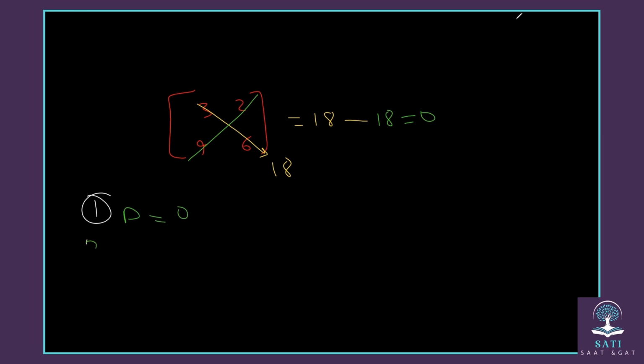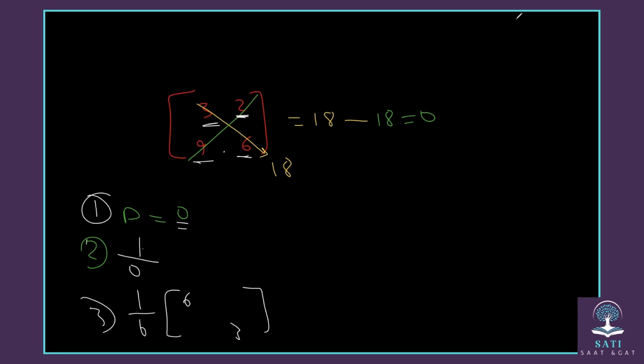Good. So the determinant, which is the first step, equals 0. What is the second step? The second step, we put 1 over that number, 1 over 0. Good. What is the third step? We multiply this 1 over 0 by the matrix, but after we change the places of the diagonal numbers. So here is 6, and here is 3. And we change the signs of these ones, it's going to be negative 2 and negative 9.